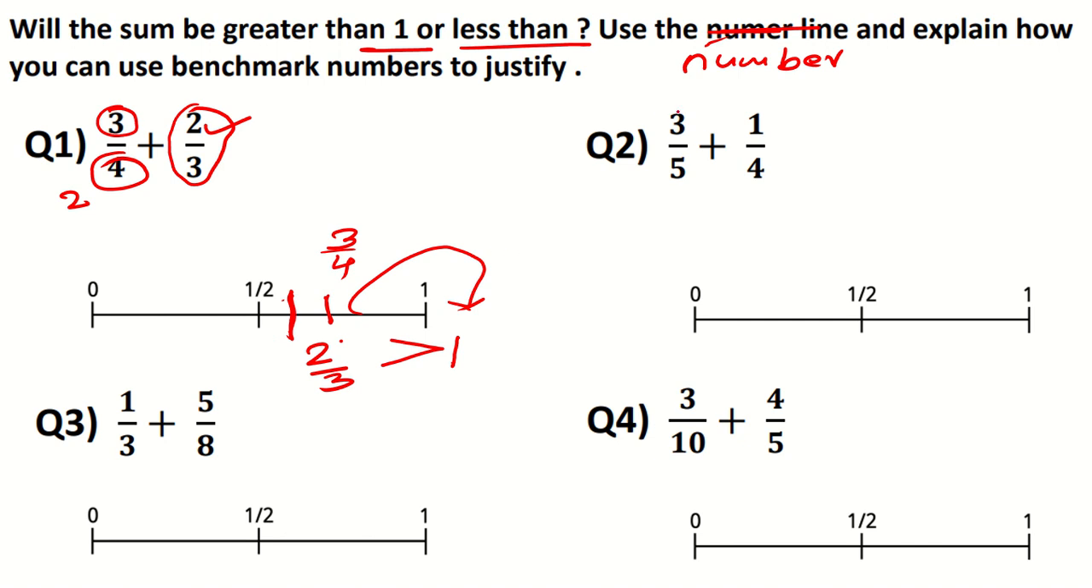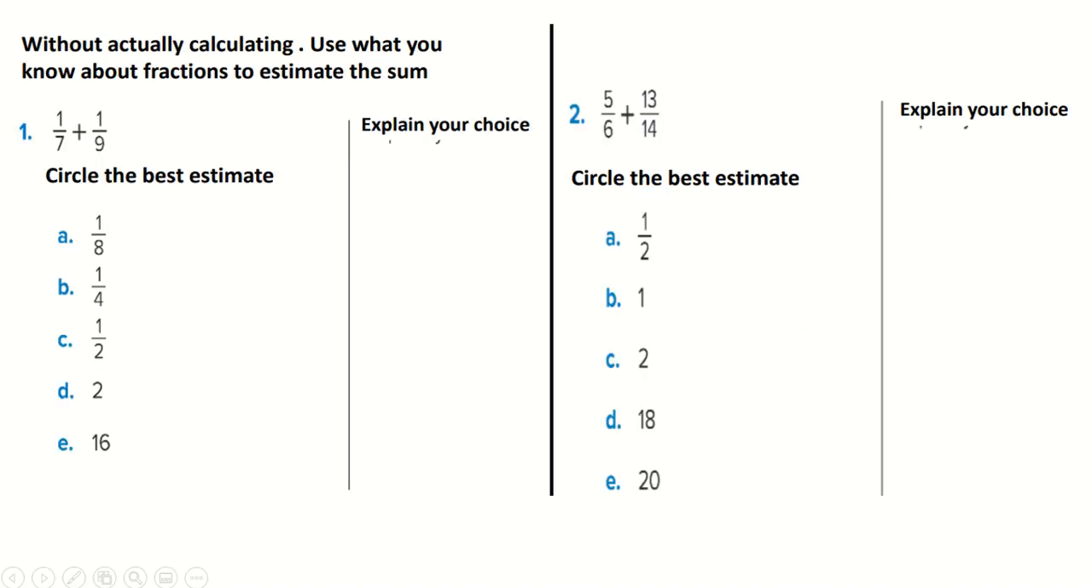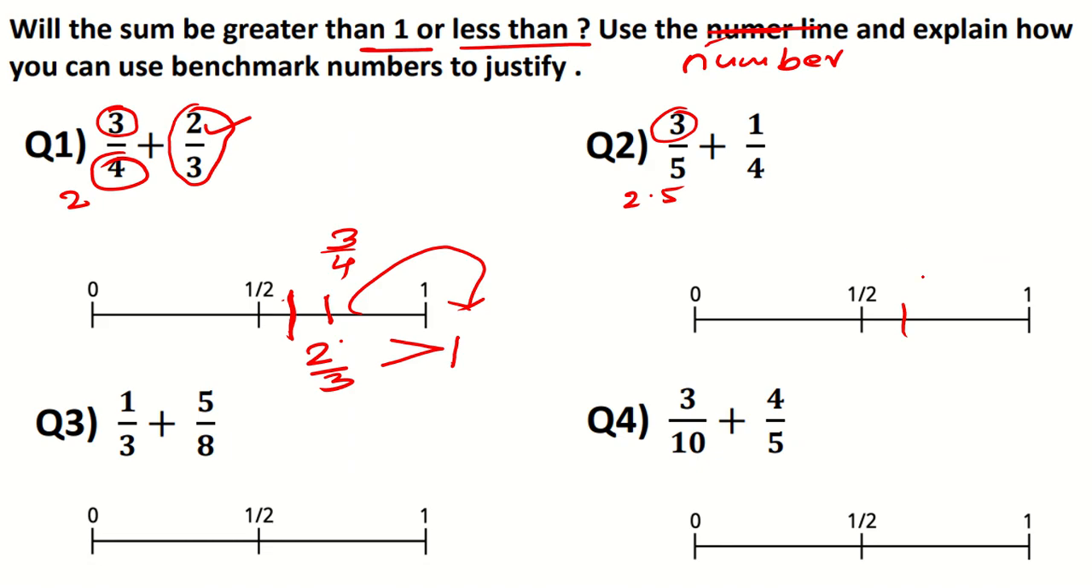Now you can see for this number 3 over 5. Half of 5 is 2.5, but numerator is 3, so it is bigger than half. So suppose it is here 3 over 5. 3 over 5 is this number, and 1 over 4. Half of 4 is 2. So up number is 1, so it is smaller than half. So let's talk about this number 1 over 4 here.